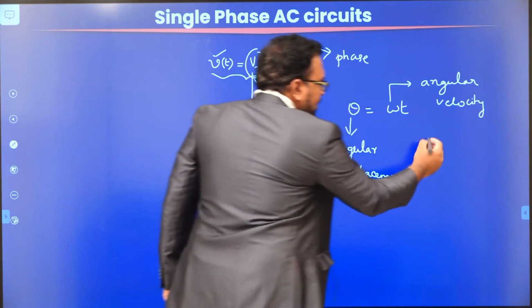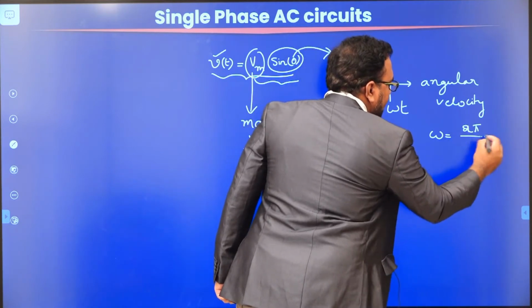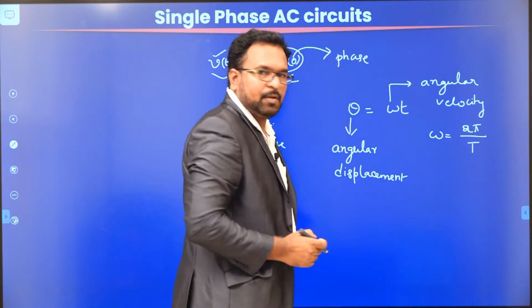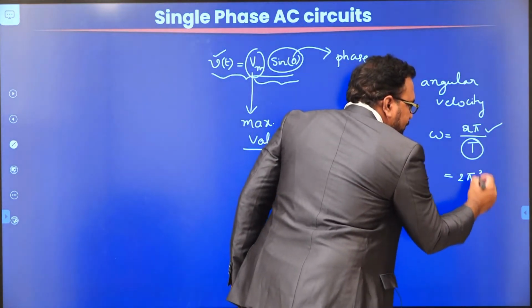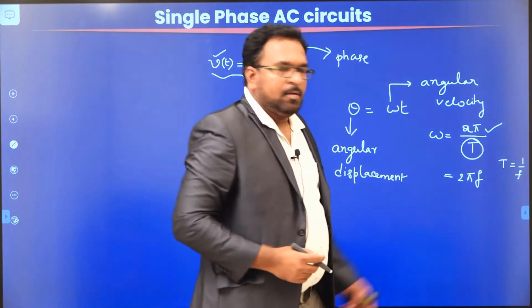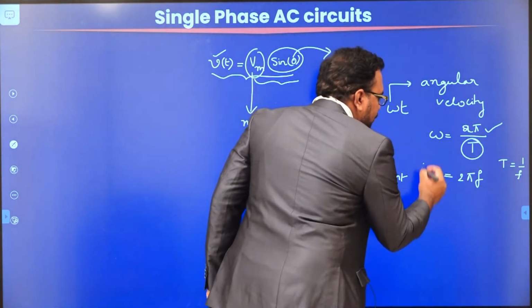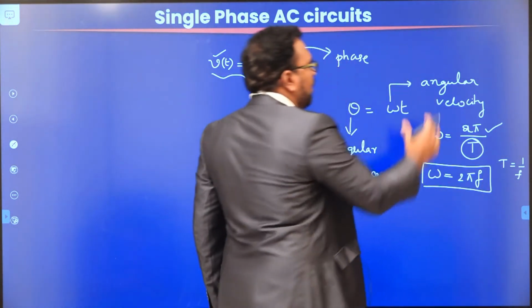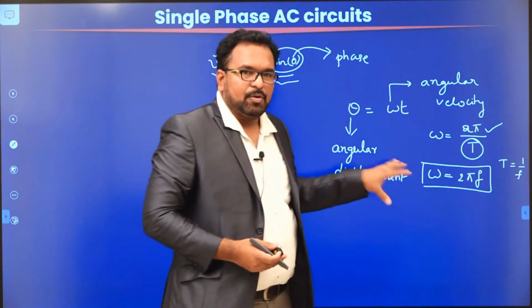And this angular velocity is represented mathematically as 2 pi by T, where T is called the time period, or we can call it 2 pi f, because the time period is inversely related to the frequency. So omega is equal to 2 pi f. These are the quantities that are there in single phase circuits. We already discussed this.